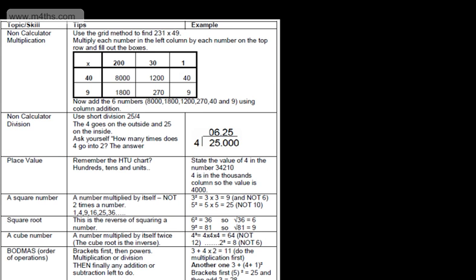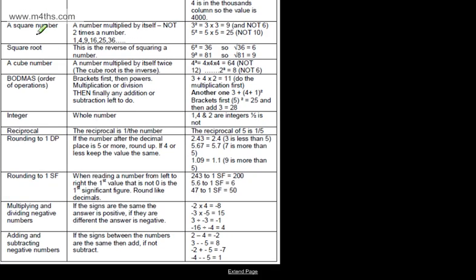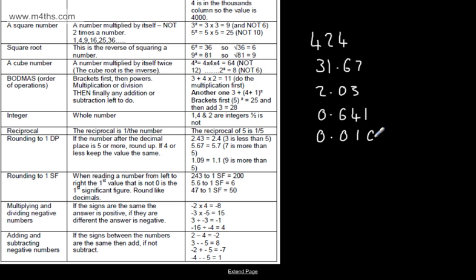Okay, let's move on and look at rounding to one significant figure. One significant figure can, of course, change. So let's have a look at some numbers. 424, 31.67, 2.03, 0.641, 0.0104. If I now go through and look at the first significant figure, it is the first figure or the first number when we read left to right that has a numeric value.